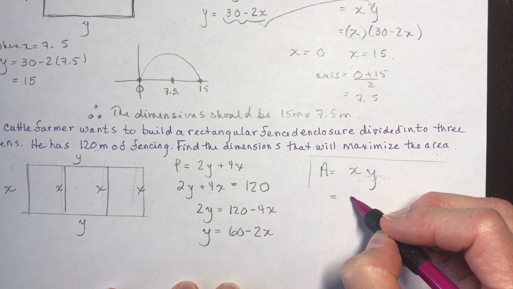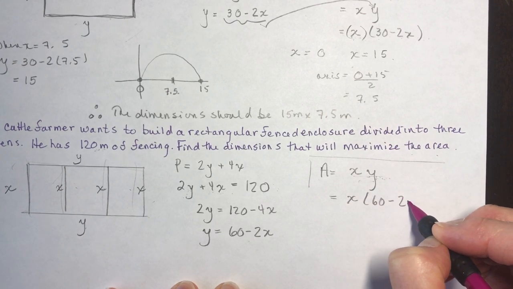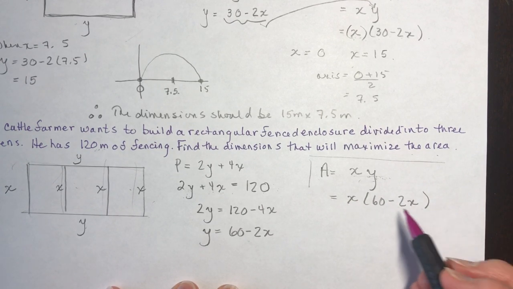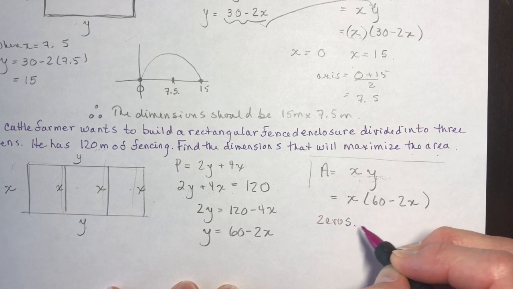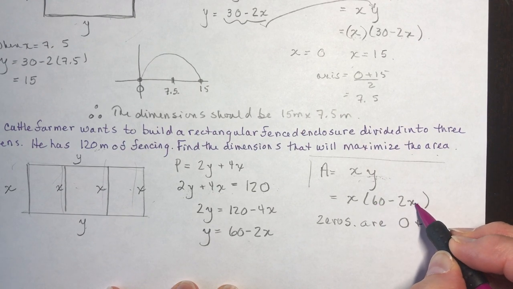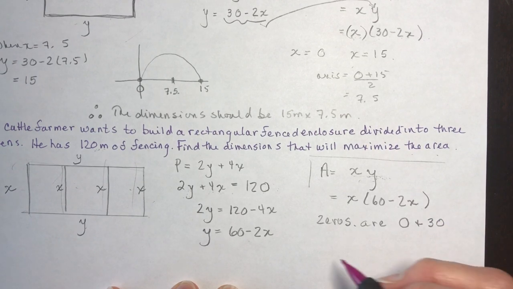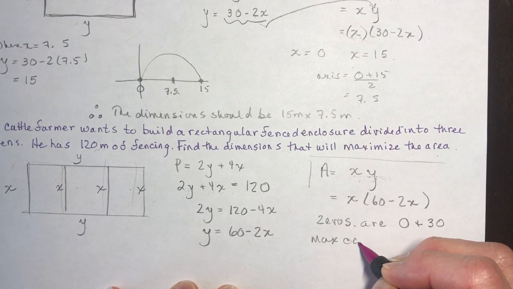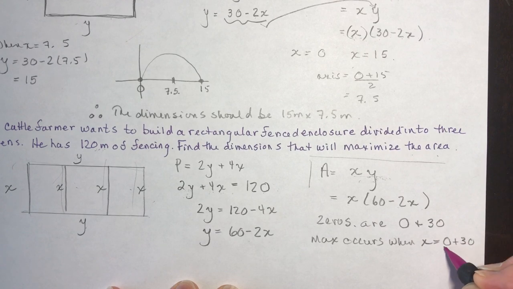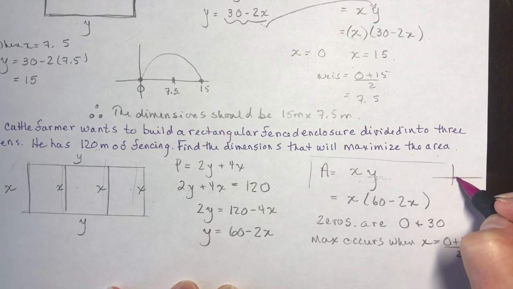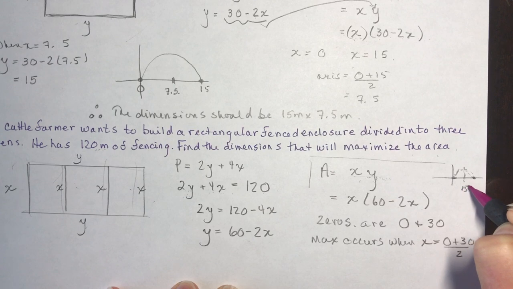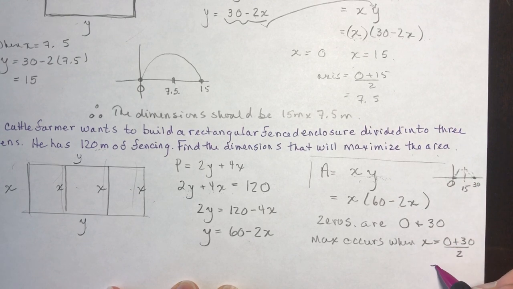So area is going to be x times 60 minus 2x. So again, we have a factored form quadratic here. So the zeros for this function are 0 and what makes this 0? Well, that would be x is 30, right? So where does the maximum occur? So we're finding maximum occurs when x equals 0 plus 30 over 2, because remember, this is like this part here. We found these two numbers, and I want to know where is it the highest, and that's going to be right in the middle at 15, right? So x equals 15.